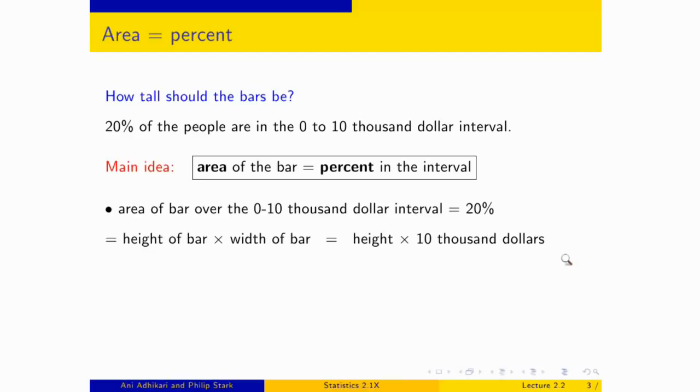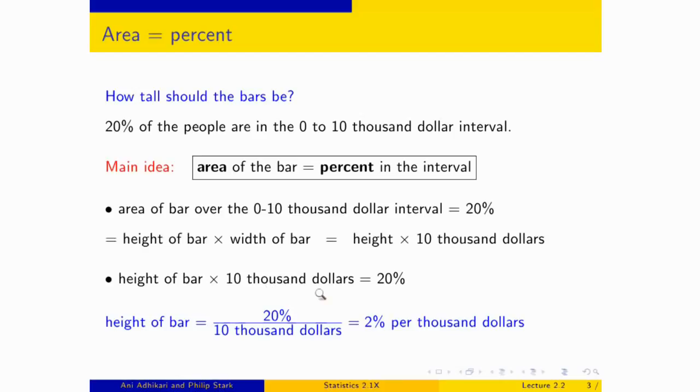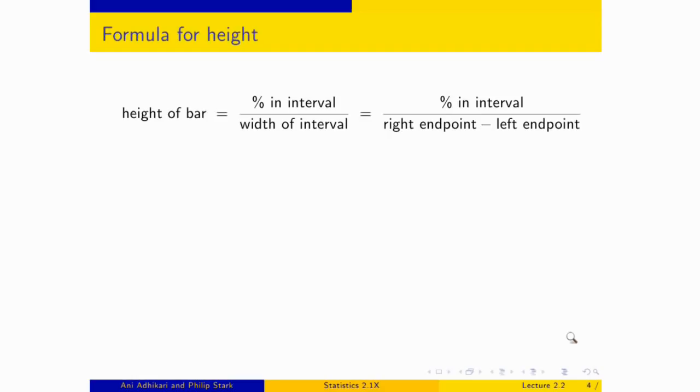So what have we learned from this? We have learned that this 20% is equal to the height that we're trying to find times $10,000, and so divide through by $10,000, and the height that you are trying to find is 20% divided by $10,000, which is 2 numerically, with units of percent per $1,000. And this is how you find the height of the bar that you are trying to draw. You take the percent in your interval and you divide by the width of the interval.